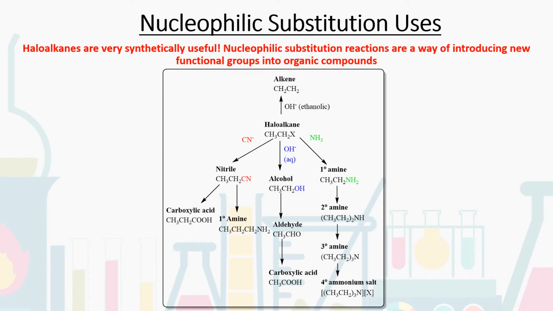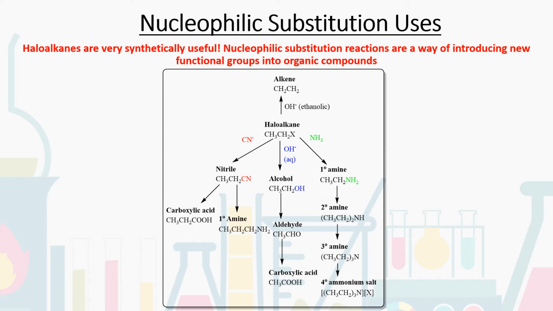Now, nucleophilic substitution is a very useful type of mechanism to do, and haloalkanes are very synthetically useful because substitution reactions are a way of introducing new functional groups into organic compounds. And these new functional groups can often then be further reacted. And so in just a few steps, we can end up with a completely different functionality in the molecule.